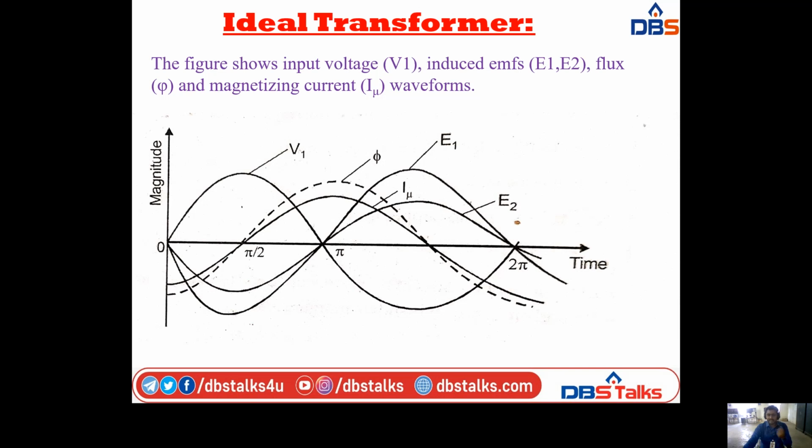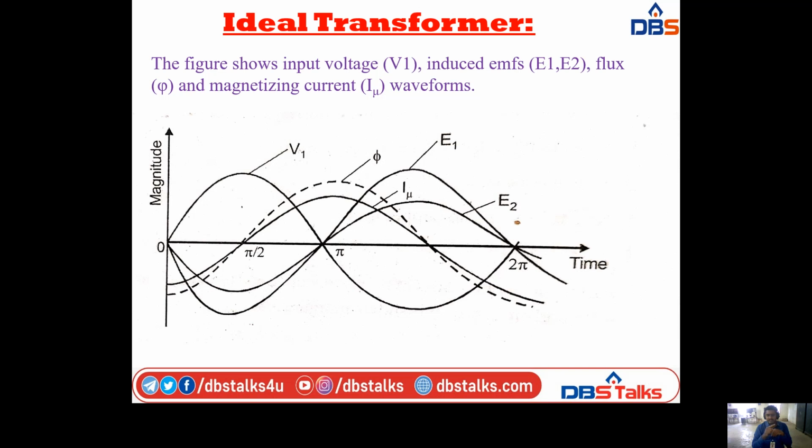Next, this figure shows the input voltage waveform V1, the induced EMFs E1 and E2, and the flux phi and magnetizing current Iμ waveforms. Here I draw a graph between time versus magnitude of the quantities, that is voltage, induced EMFs and magnetizing current. All the waveforms are sinusoidal in nature.